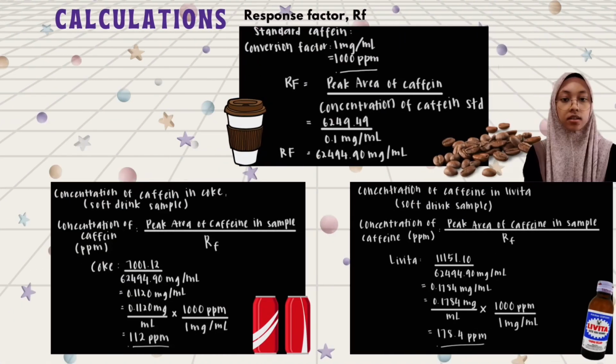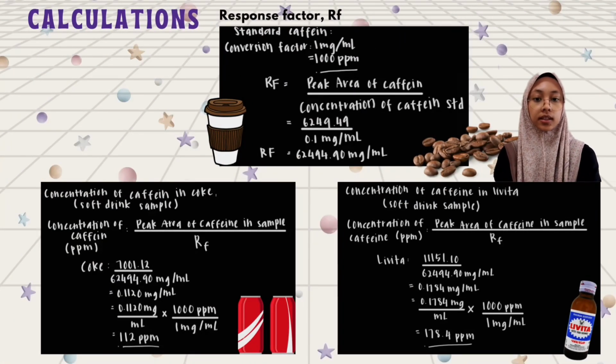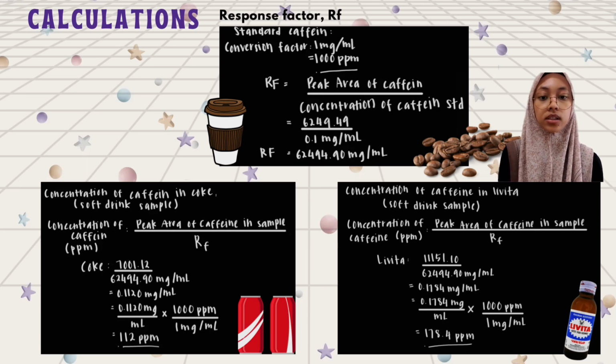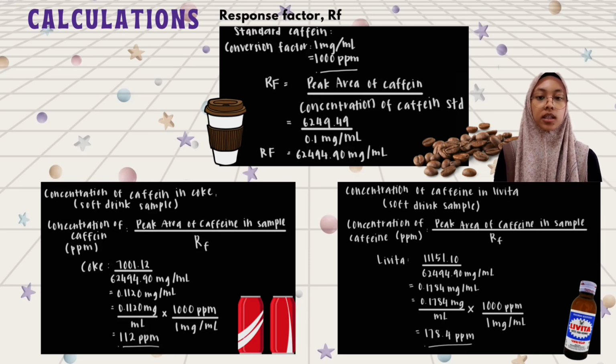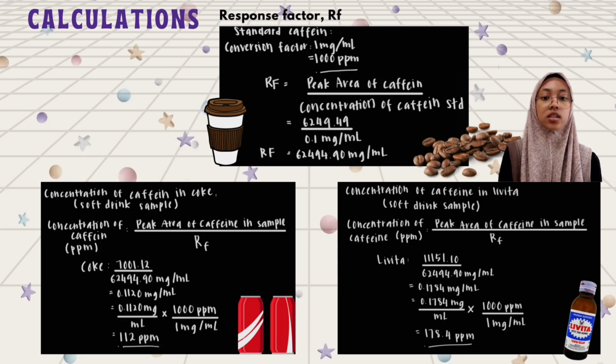Next, for the calculation, we have to calculate the response factor, RF, for the given standard. In order to calculate the conversion factor, we have to use the formula of RF equals peak area of caffeine over concentration of caffeine standard. Conversion factor, which is 1 mg/ml, equals 1000 ppm. From the data that we obtain from the result, response factor can be calculated by dividing the peak area of caffeine from the data by the concentration of caffeine standard, which is 1000 ppm.